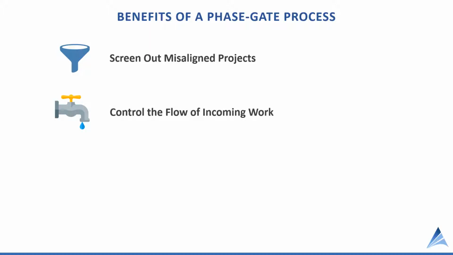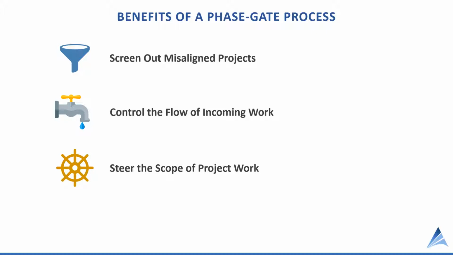Next, the phase gate process helps control the flow of incoming work. There may be times when there's more work to be done than there are resources available, and a well-functioning phase gate process can help the governance team put a few projects on hold until resources are available.